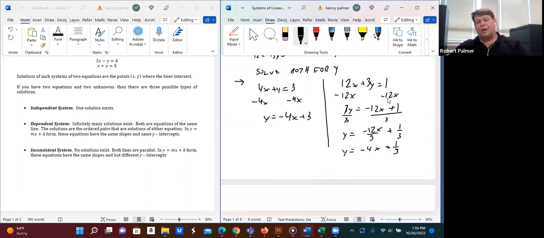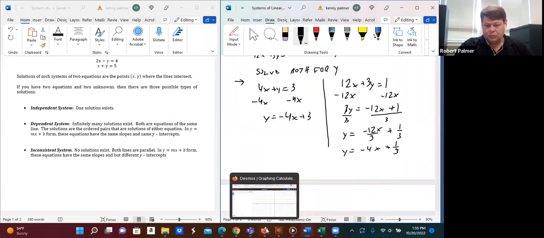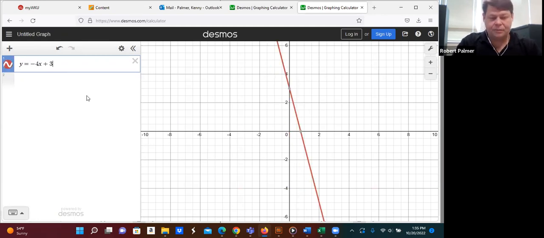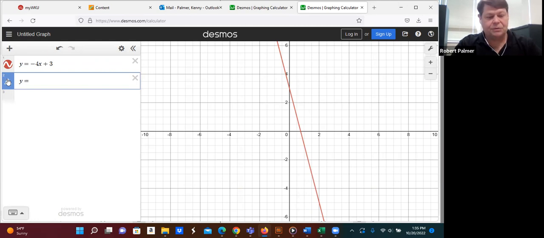Okay, now let's go to Desmos and actually graph both of those. Let me write them down first. Now, in Desmos, you can also graph them in the form they're originally in. Let's write it like this: y is equal to negative 4x plus 3. That's our first line. Then below, let's write y equals also negative 4x plus 1/3.